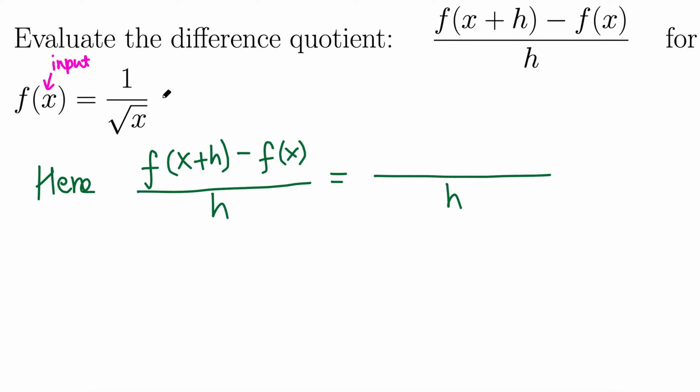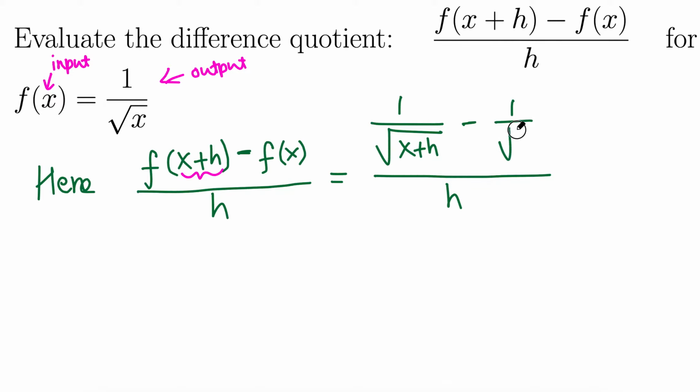is 1 over square root of input. That's the whole thing is output. So the output is given by writing 1 over square root of input. So let's do this. Here our input is x plus h, a quantity. So f of input would be 1 over square root of input, x plus h, minus f of x. f of input is just 1 over square root of x.